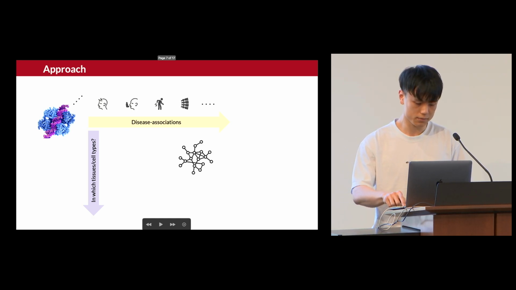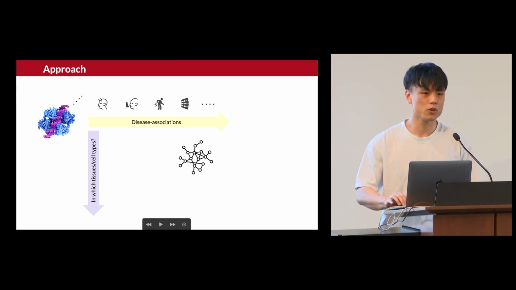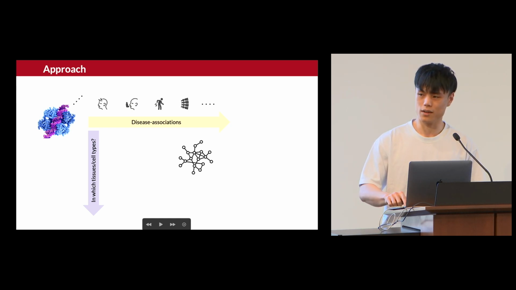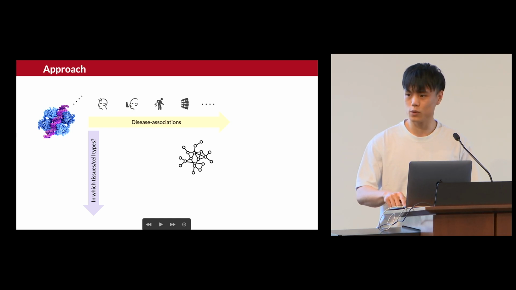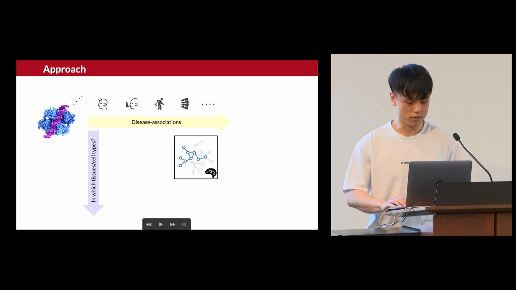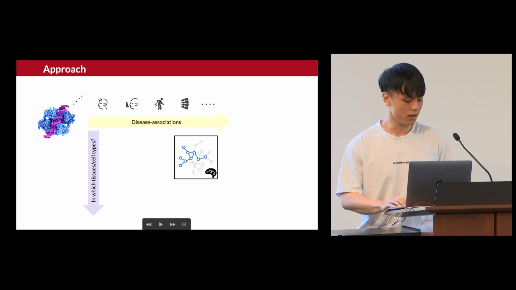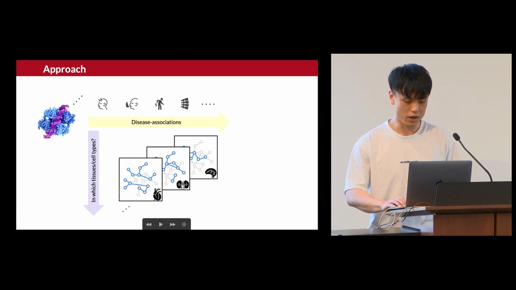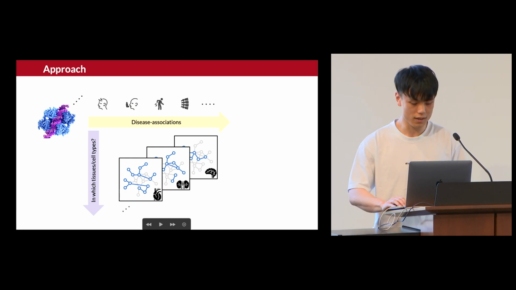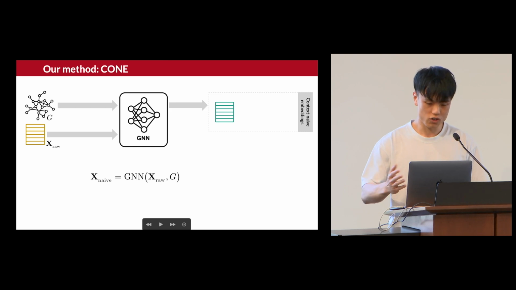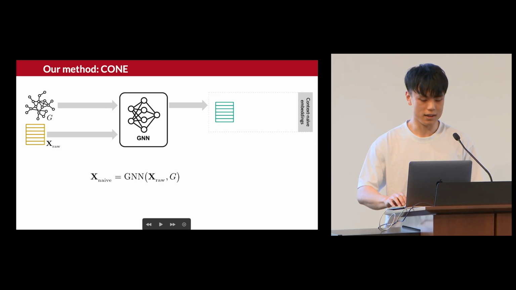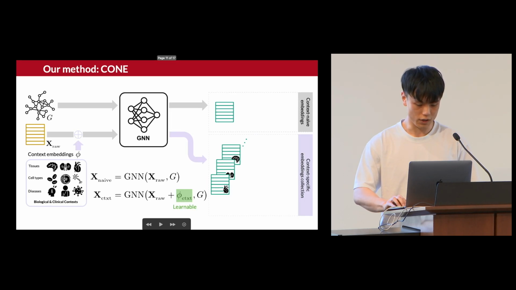And in this work, we aim to shed light on this problem of protein-disease associations in different contexts. The idea of our approach is very straightforward. Instead of preserving the network topology of the context-naive protein interaction networks, we want to preserve the context-specific protein interaction subnetworks. For example, here are different subnetworks associated with these different contexts. And to achieve this, we designed a method called CONE, that effectively and efficiently achieves this goal of preserving the network topology of different contexts.